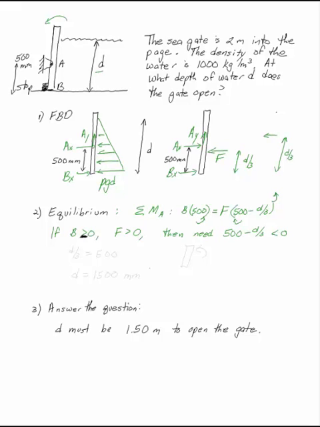As soon as that's true, then F is going to tend to spin this gate to the left, and the gate will open and spill water. So now you can answer your question. D must be 1.50 meters to open the gate.